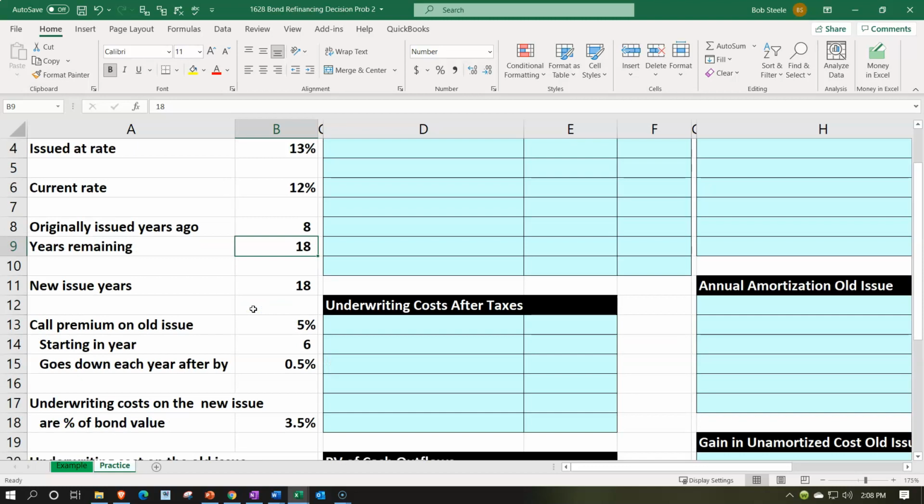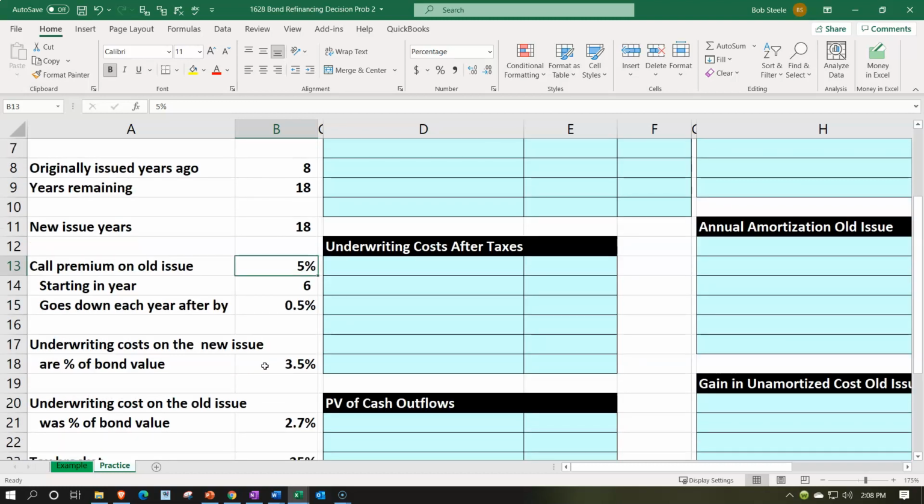The call premium on the old issue is a little bit more complicated now. It's going to be the 5%. We're going to say that we couldn't do that until after year 6. And then there's an added decrease of 0.5% for each year after year 6. It's currently year 8. So we're thinking it's going to be 5%, and then it's going to go down by 0.5% times 2. So we'll have to take a look at that shortly.